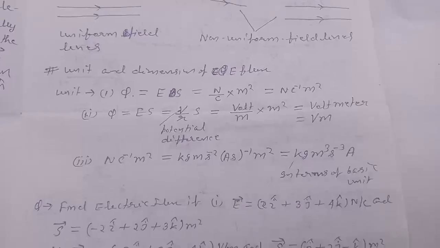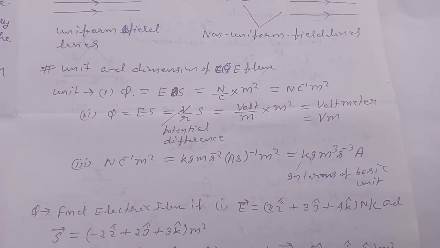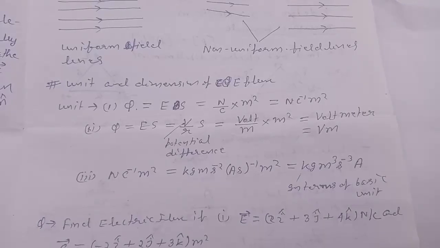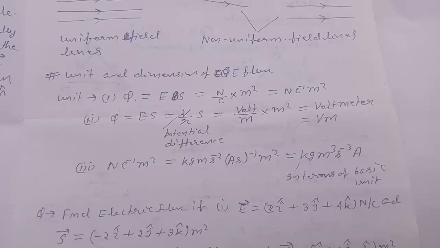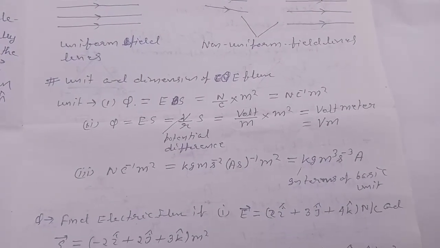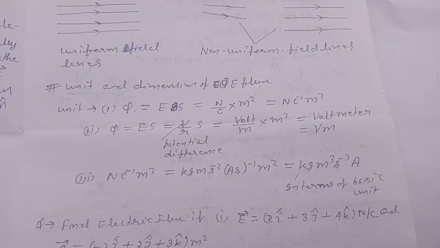Unit and dimension of electric flux. Unit: phi equals E into S, newton per coulomb into meter square, newton per coulomb meter square. Phi equals E S equals V by r into S, or volt per meter into meter square, or volt meter.